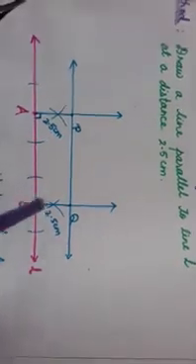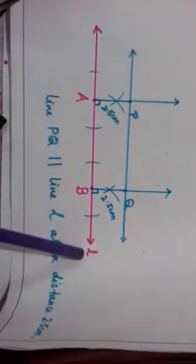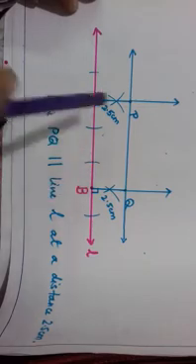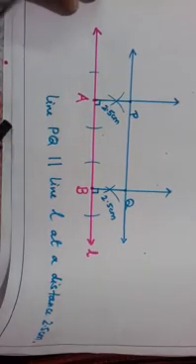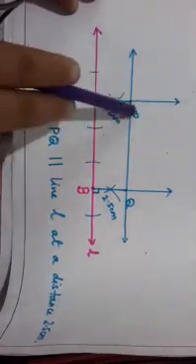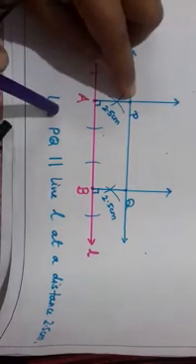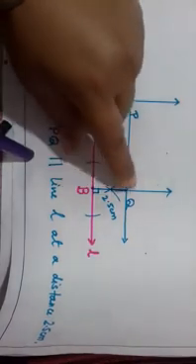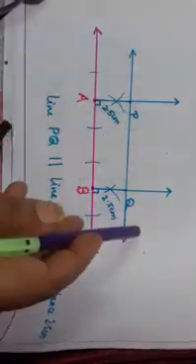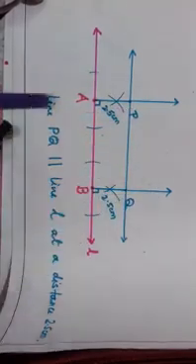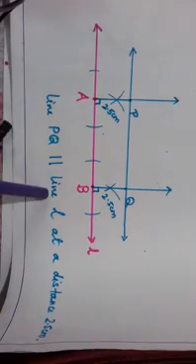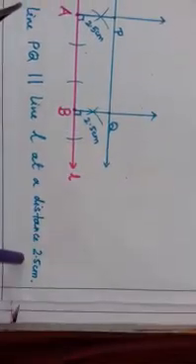So we have drawn one line L and taken point A and point B on that line. We have drawn the perpendiculars from A and from B, and we have noted down the distance 2.5 from A as point P and 2.5 from B as point Q. Then we have joined this PQ and extended that line. So line PQ is parallel to line L now. How to write the answer? Line PQ is parallel to line L at a distance of 2.5 centimeter.